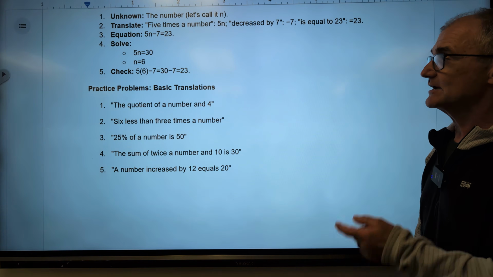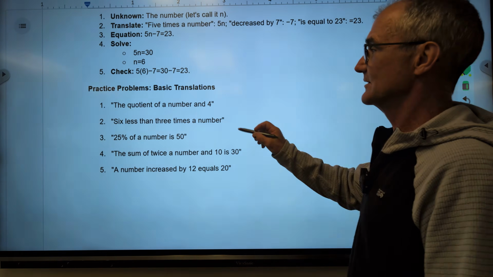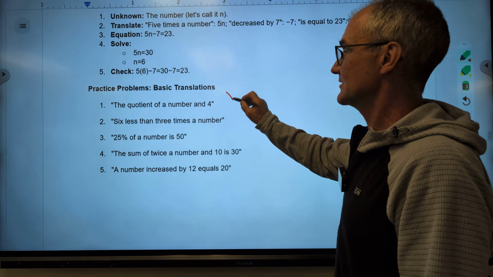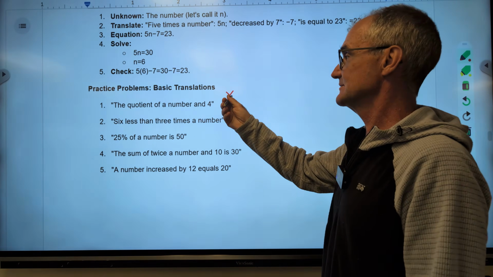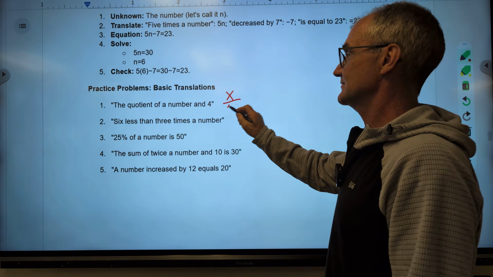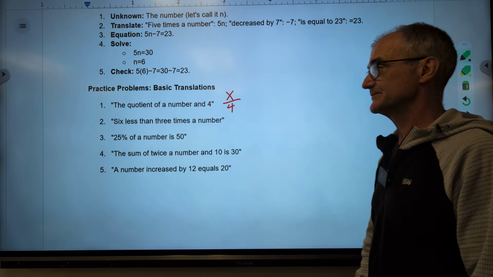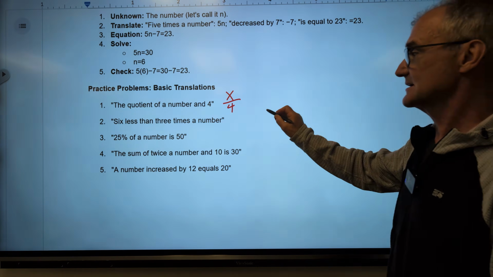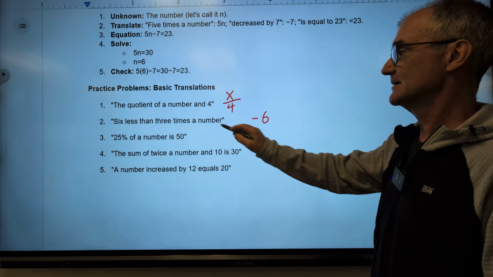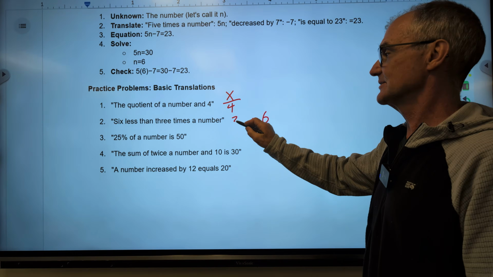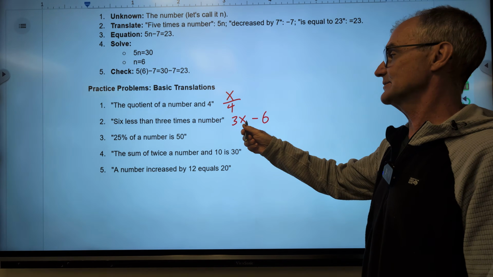The quotient of a number and 4. The quotient of a number, so there's a number, and 4. Quotient is division. 6 less than 3 times a number. 3 times a number, less 6.